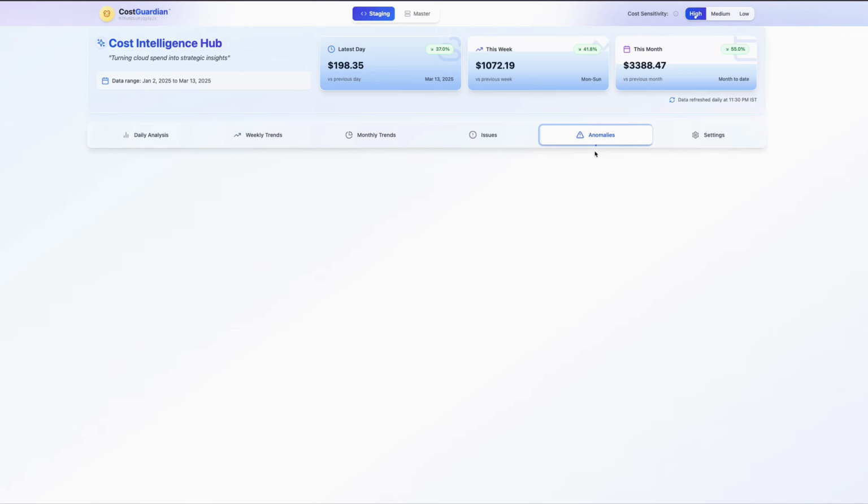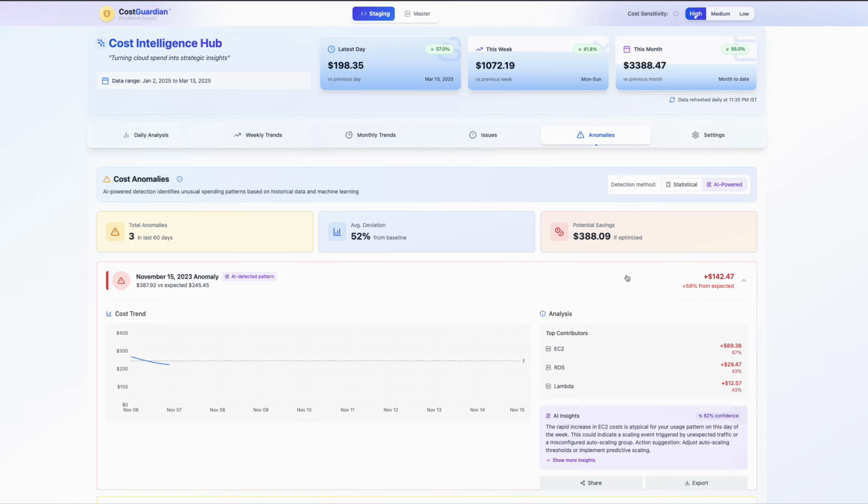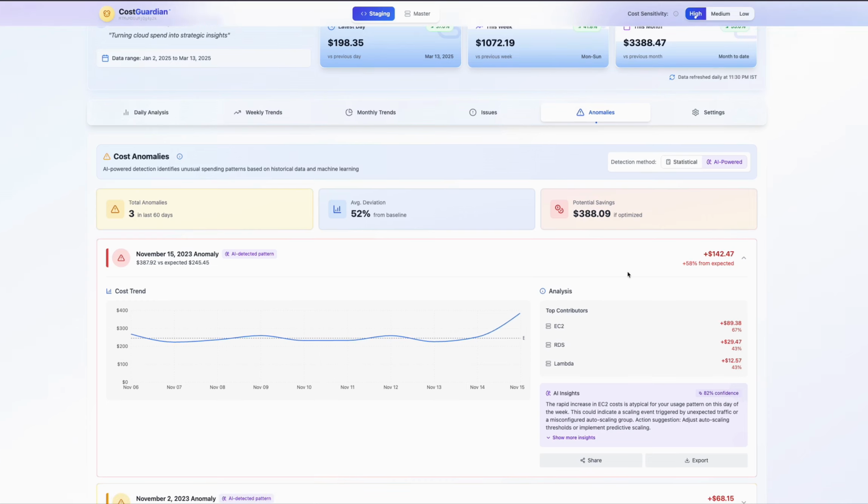Then coming up to the next part, that is anomaly detection. This is one of the major features that we have built in CostGuardian. It detects any of the cost changes, cost spikes that happen in your AWS account. We support two different detection methods. One is a statistical method, one is an AI powered method. So let me just show you the AI powered method that we have built over here.